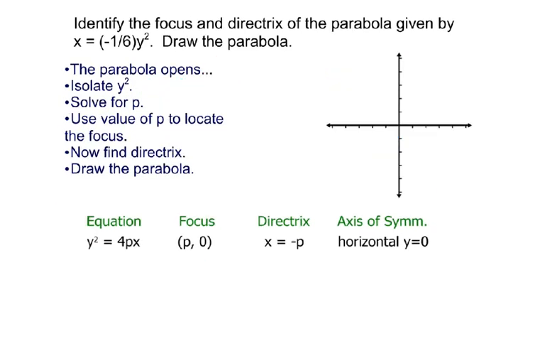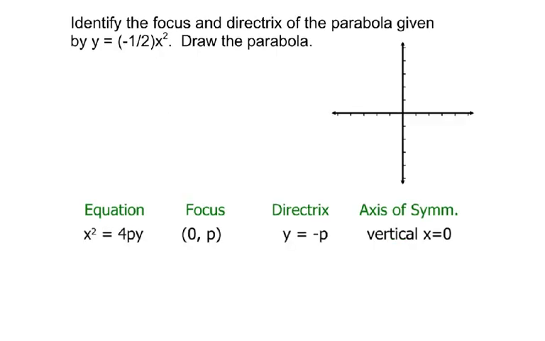Identify the focus and directrix of the parabola given by x equals negative 1/6 y squared. Oh, my mistake. We already did that one. Identify the focus and directrix of the parabola given by y equals negative 1/2 x squared and draw the parabola. Now in this case, we are looking at an x squared form of the parabola with a negative coefficient, so we know it's going to open down.